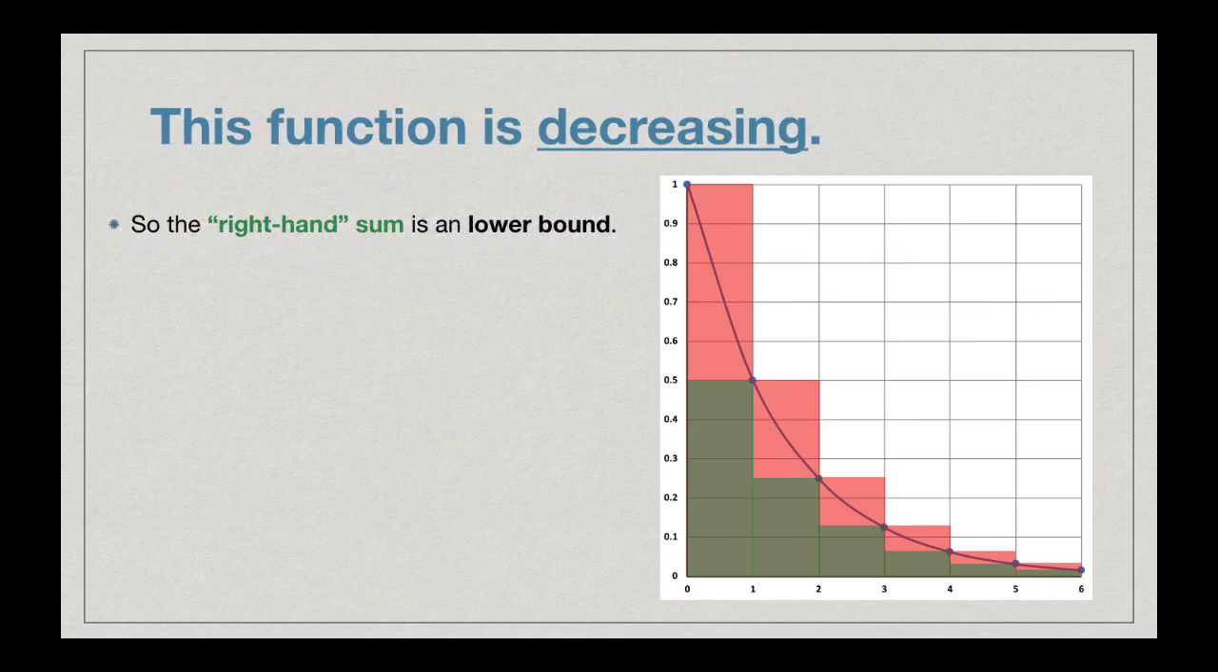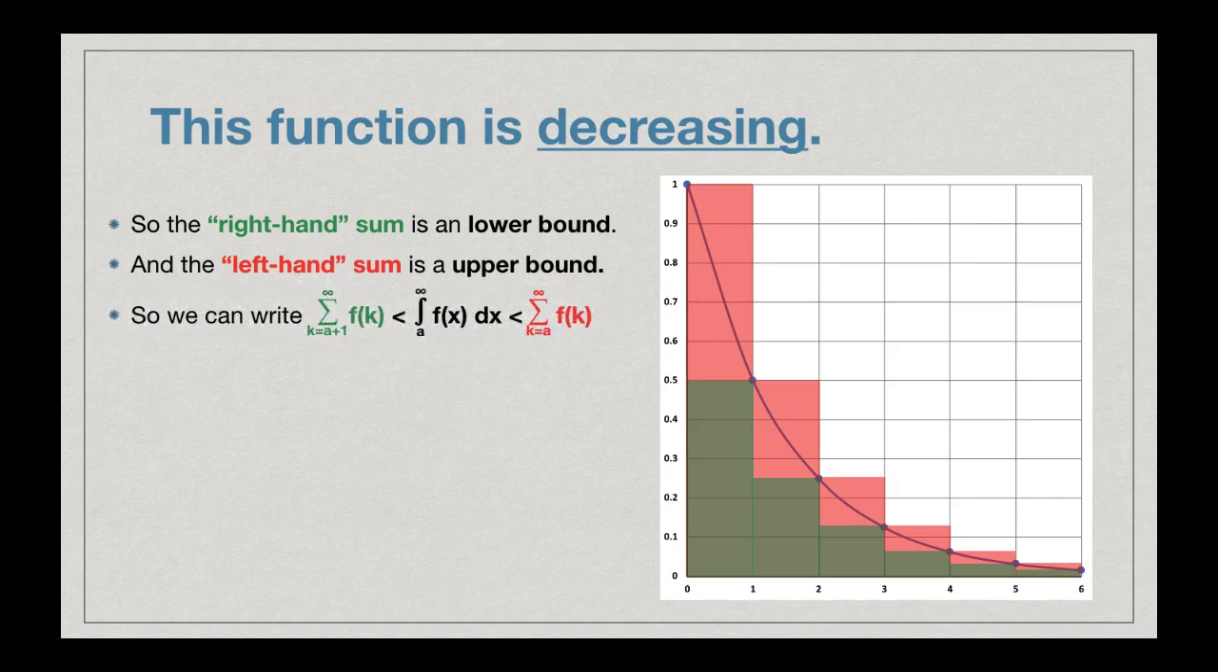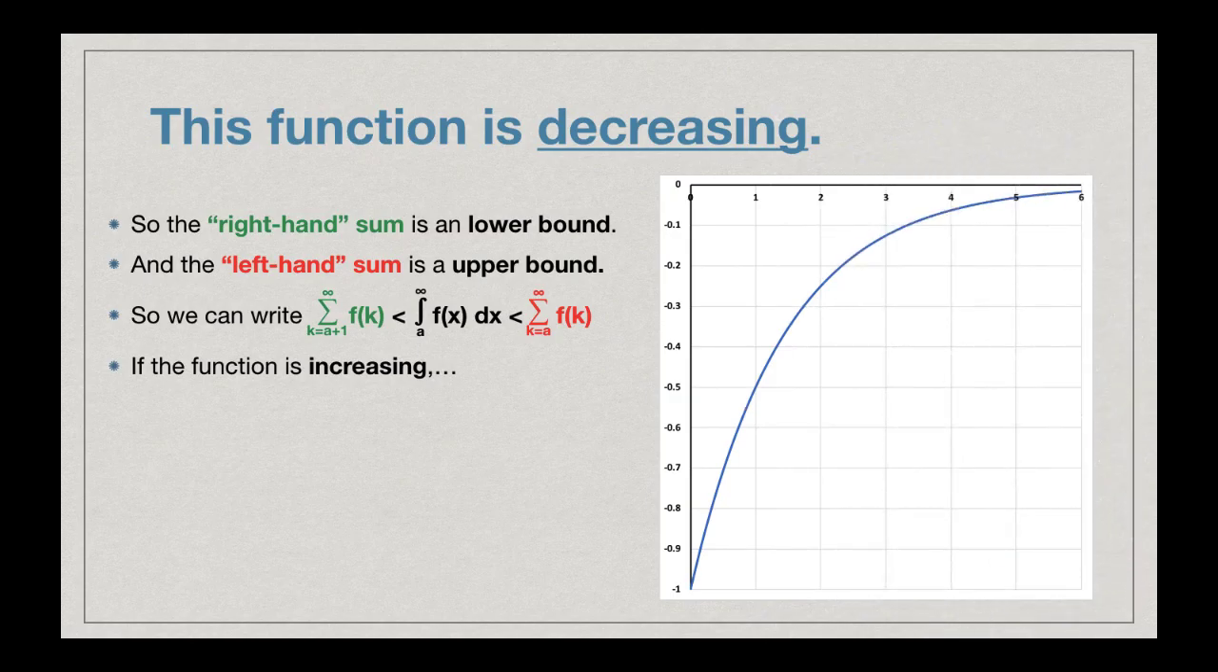All right, so I see that this function is decreasing. So even if you look at the rectangles, you'll see that all of those right-hand rectangles are below the curve. So that's going to give me a lower bound on what the area actually is. The left-hand sum is going to give me an upper bound in this case because the function is decreasing. So the right-hand sum will always be less than the actual area, and that will always be less than the left-hand sum.